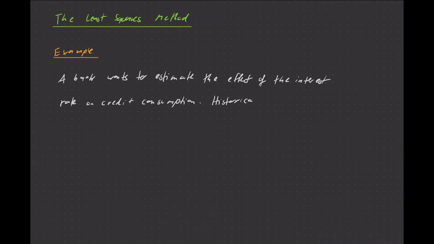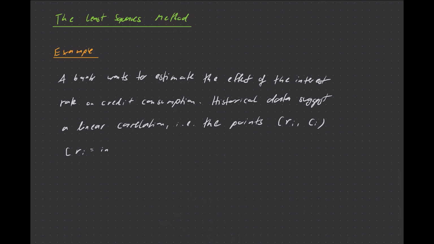So historical data suggests a linear correlation, meaning the points Ri and Ci, where Ri is the interest rate, let's say in week I, and Ci is the credit consumption in week I. Let's say those points here roughly lie on a line.